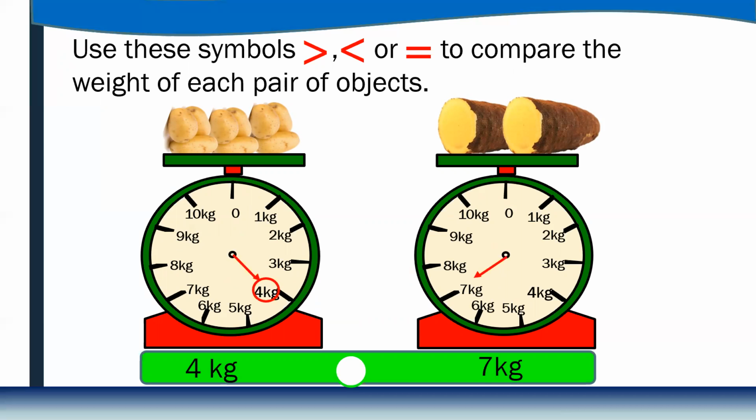Here is another activity for you to compare another pair of items. Which symbol do you think we should use to compare how much the Irish potatoes weigh to how much the yam weighs? Great going, boys and girls. If you said the less than symbol, you are correct. The Irish potato weighs 4 kilograms and the yam weighs 7 kilograms. 4 kilograms is less than 7 kilograms. So we use the less than symbol.